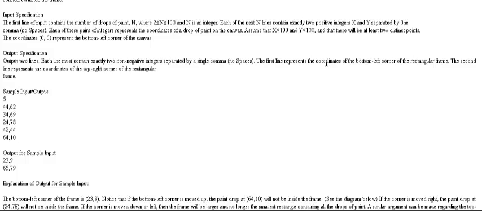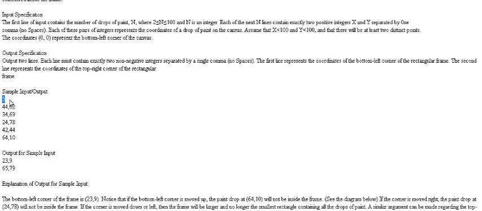and the app is going to get the number of the points on the canvas, and on each separate line she's going to enter the x and y coordinates of each droplet. For instance, in this example there are 5 droplets, and the coordinate of the first droplet is 44, 62. 44 is the x coordinate and 62 is the y coordinate. And this is going to continue for 5 separate lines.